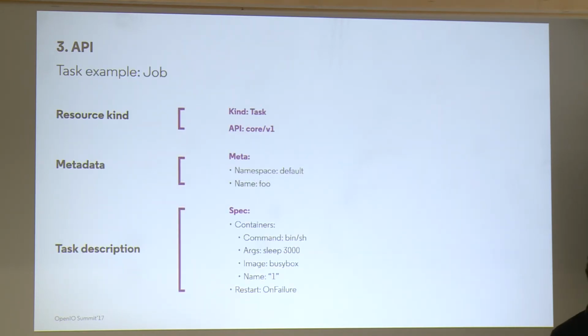So as a task example, this is how it looks in a YAML representation. So there is the resource kind, some metadata, so which namespace you want to run your task in, and the name of the task. If you want to retrieve it later, it's easier to have a personalized name rather than just an ID. And then you have the spec, and the spec will here run a sleep of 3000 inside a BusyBox image.